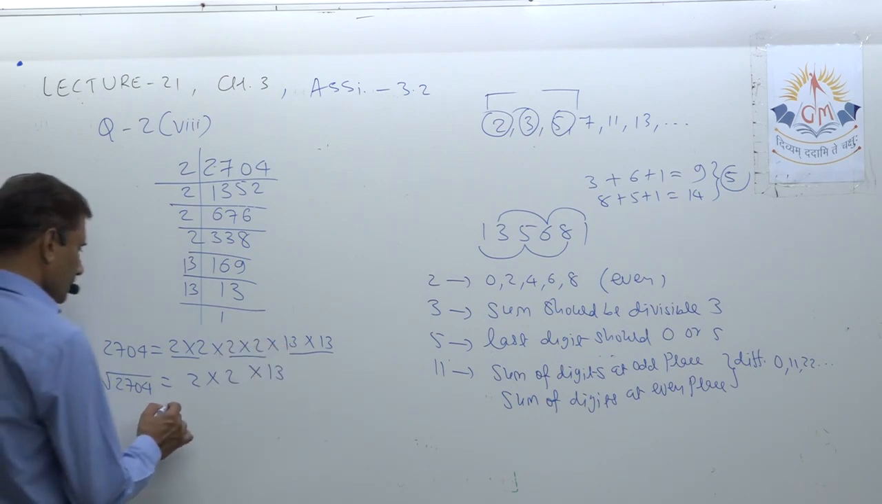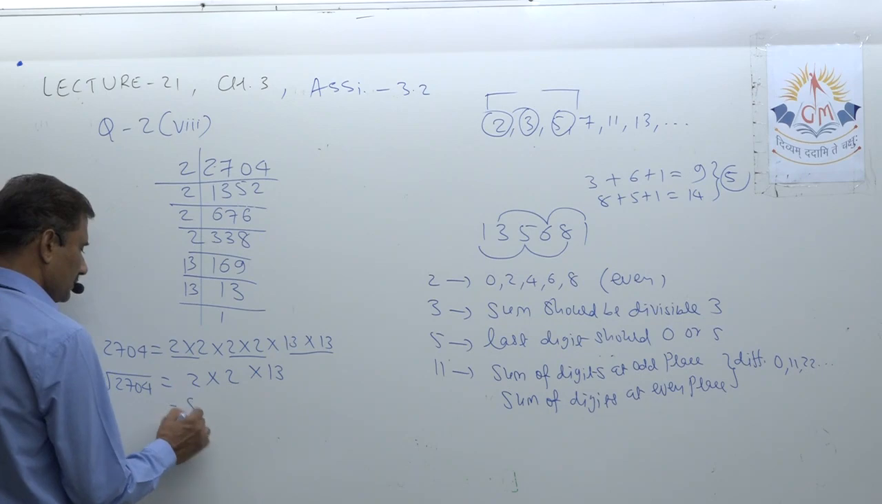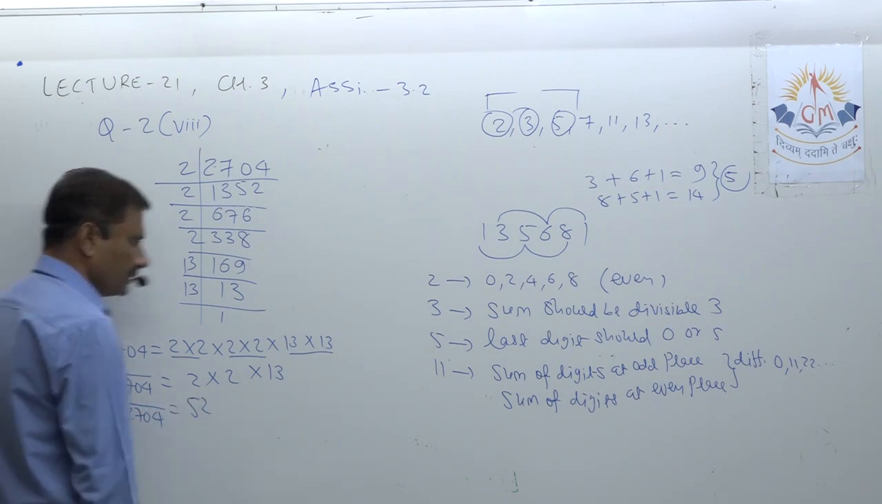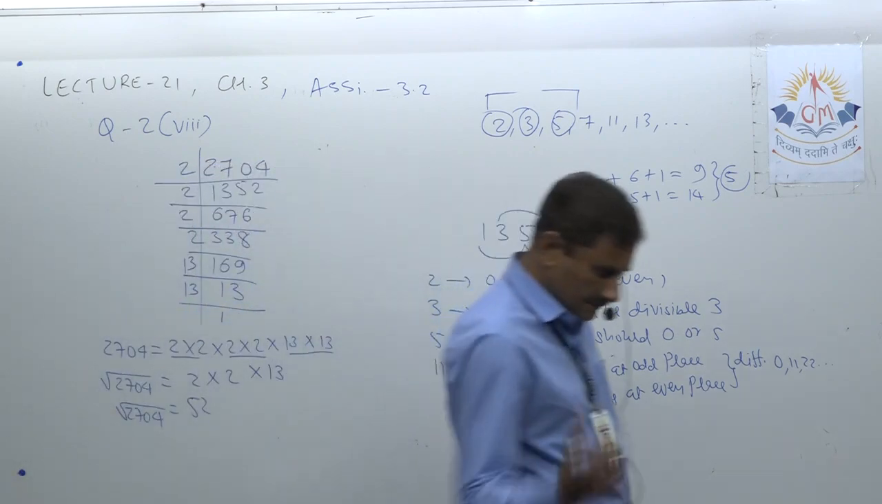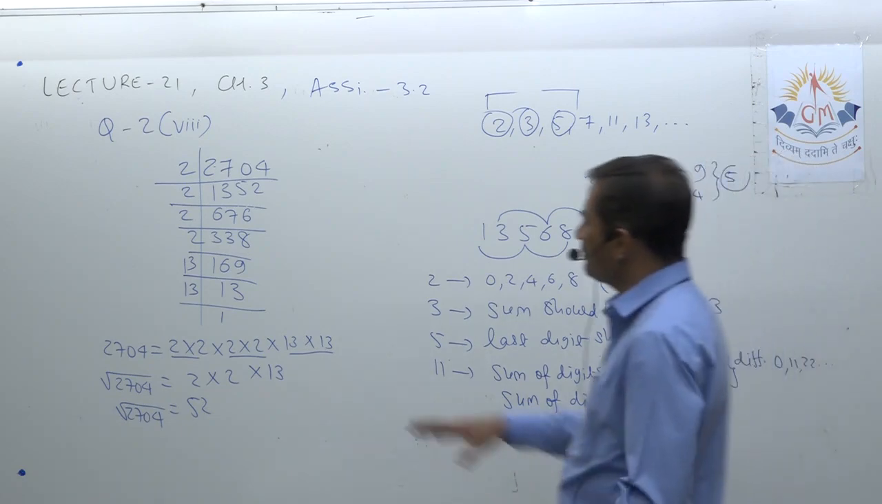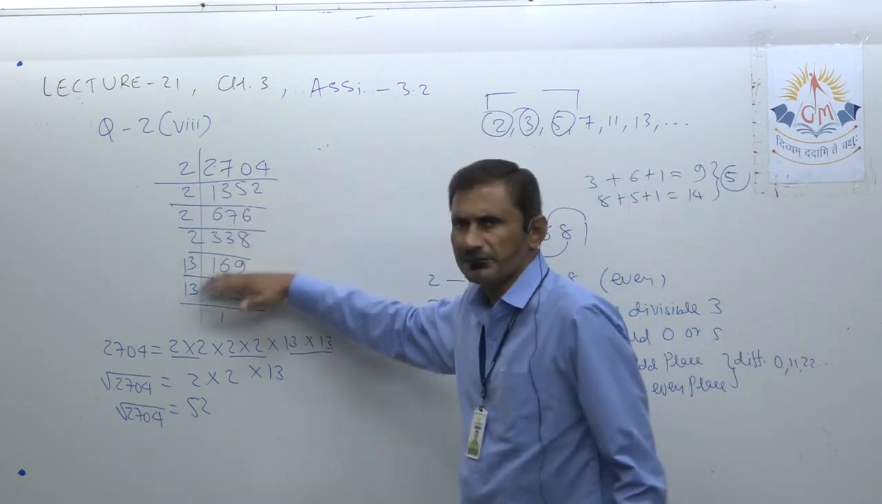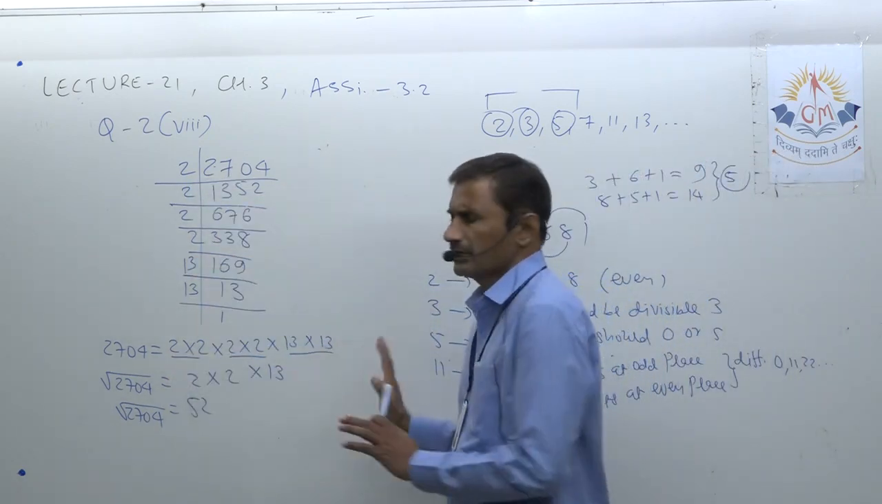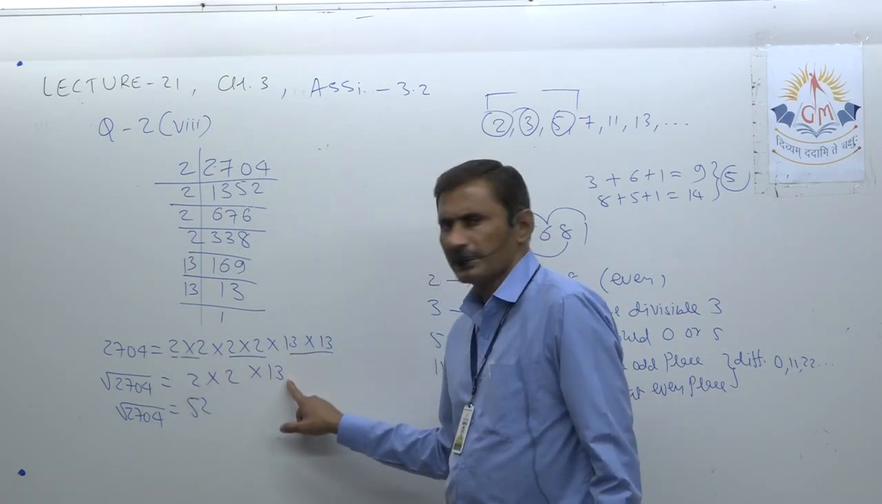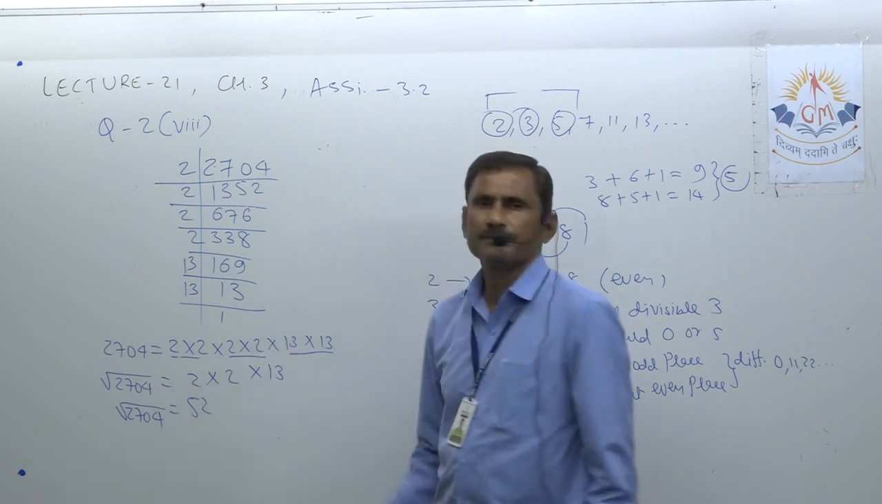Okay. So how much is it? 2 2s are 4, 13 4s are 52. So the square root of 2704 equals 52. Okay, understand well. Actually it is a very simple method if you don't make any mistake in the division. Then it is very simple. Just instead of the pair, write that number once only, then multiply.